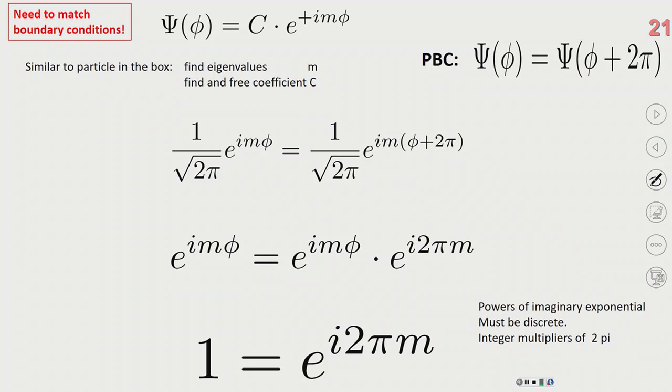We can cancel normalization, and we can cancel e to the power im phi. Then our equation is here. 1 equals e to the power 2 pi im. Is it possible to solve this equation? M is only unknown variable. Okay. So how many answers this equation has?